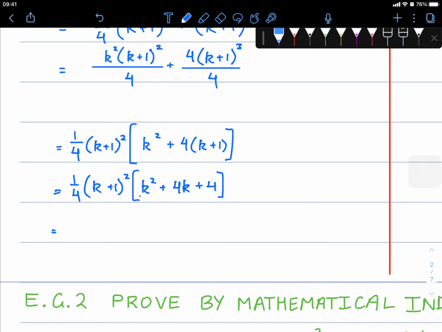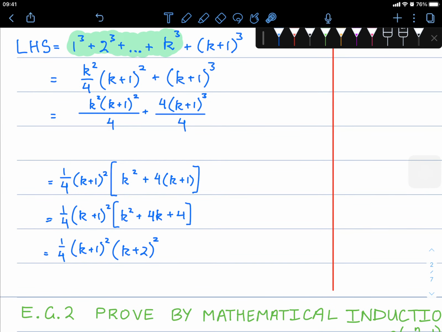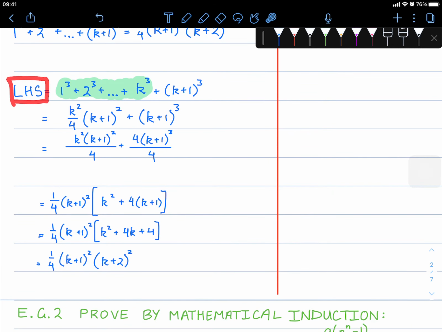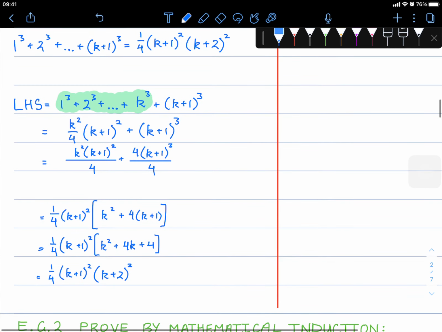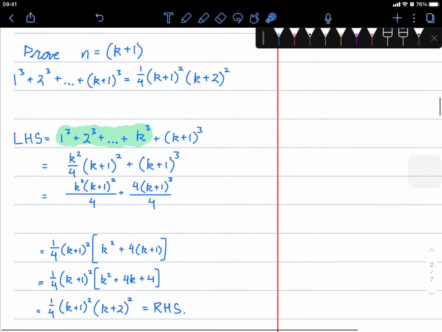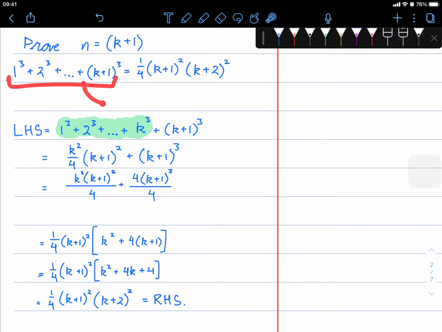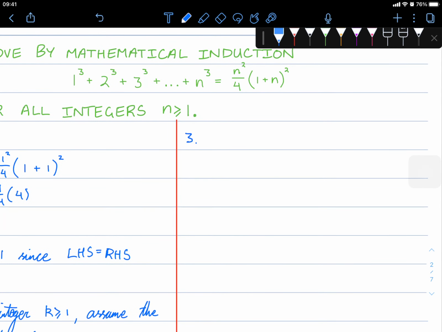And then we factorize just this one. So 1 quarter k plus 1 squared. Factorizing this, it becomes k plus 2 all squared. Now, we just worked the left-hand side, and we've let the left-hand side now equal the right-hand side. So then you can say that this is equal to the right-hand side. And we've done the proof. So we've proven that when n is equal to k plus 1, the left-hand side does indeed become the right-hand side. So we conclude this entire thing by doing the third step.